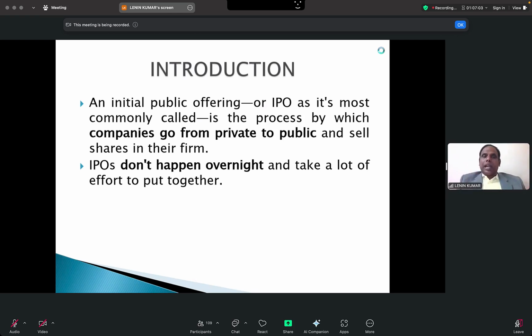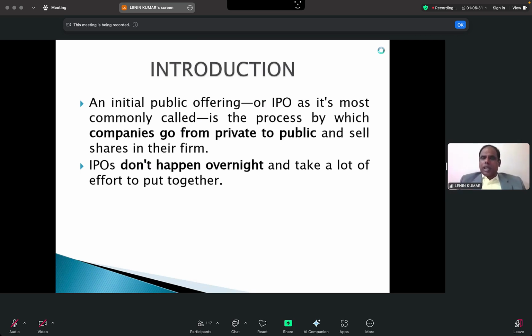IPOs don't happen overnight. This is the point you want to be very clear on. They take a lot of effort to put together. That is what I have mentioned in the topic also. There are some lengthy processes to initiate and complete this IPO. It is not an overnight process, where within 1 or 2 days I decide to go for an IPO because I'm having enough profit and let me go and list my company. It will not happen immediately.